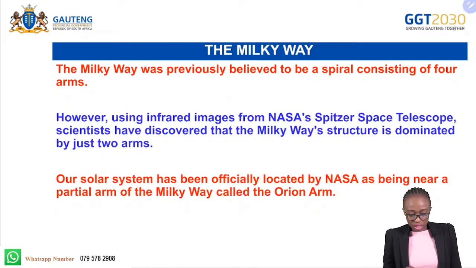So our solar system has been officially located by NASA as being near a partial arm of the Milky Way called the Orion Arm, as we have previously said. So this is where our solar system is located.